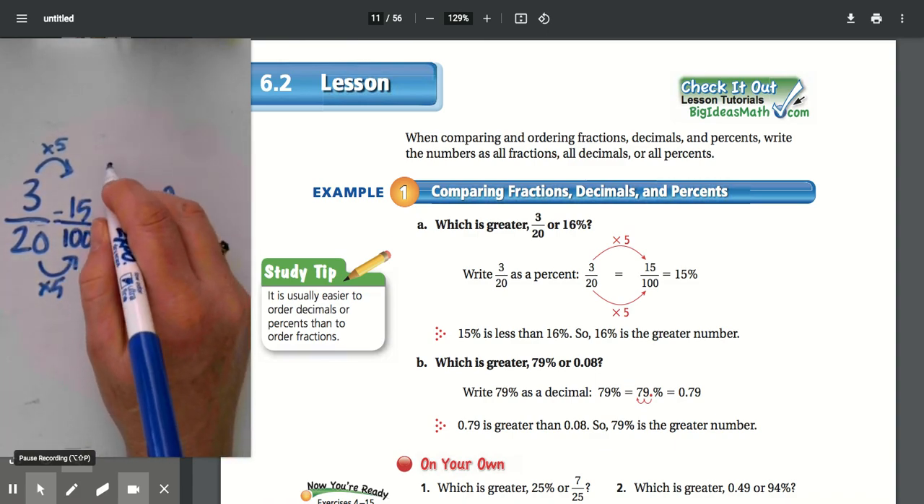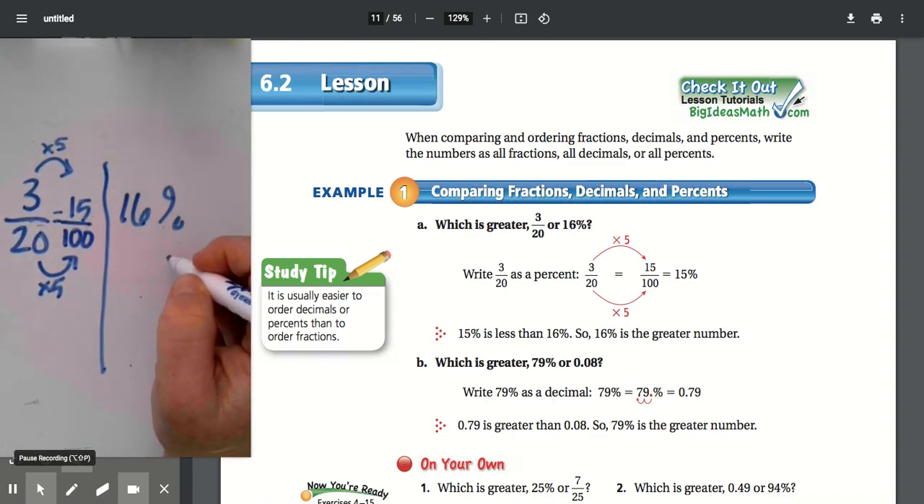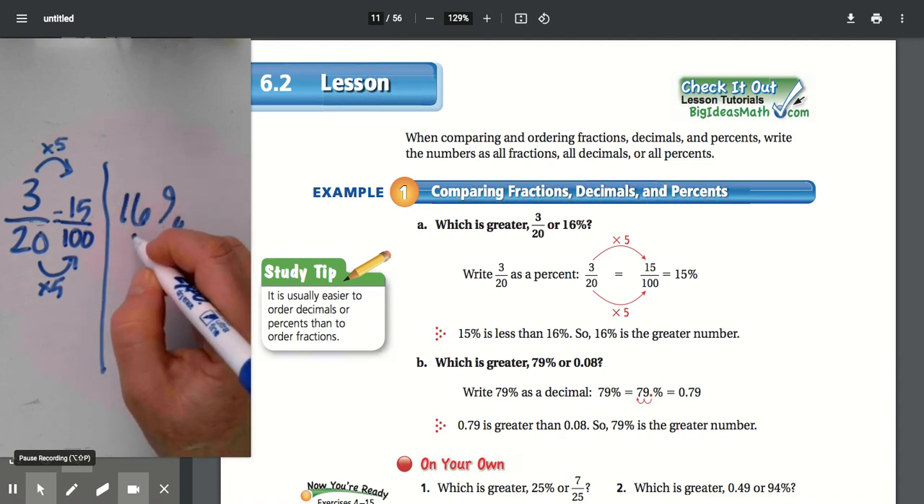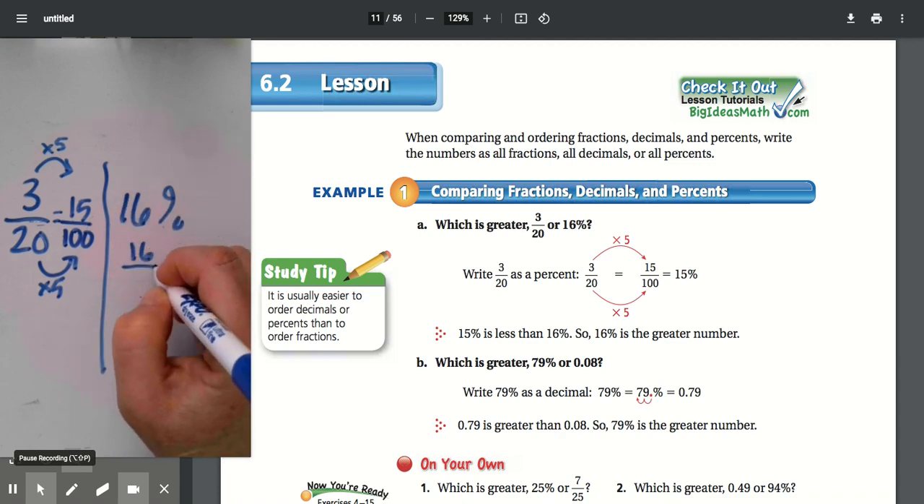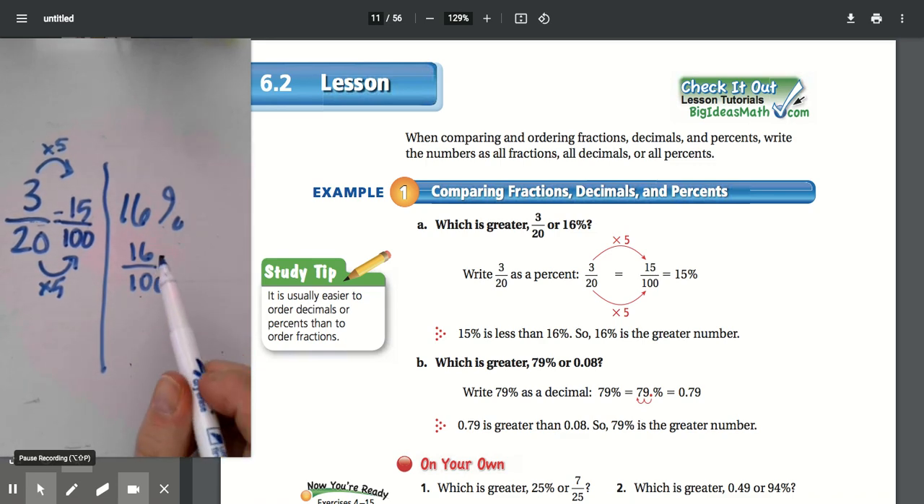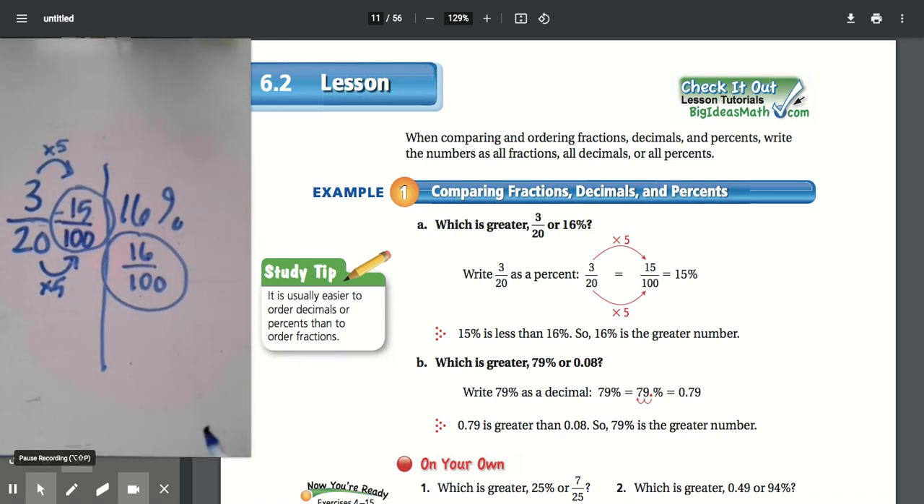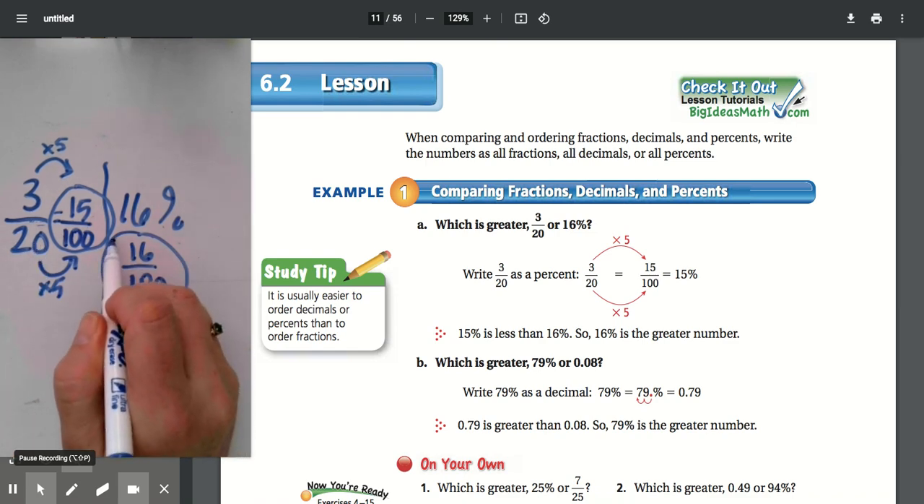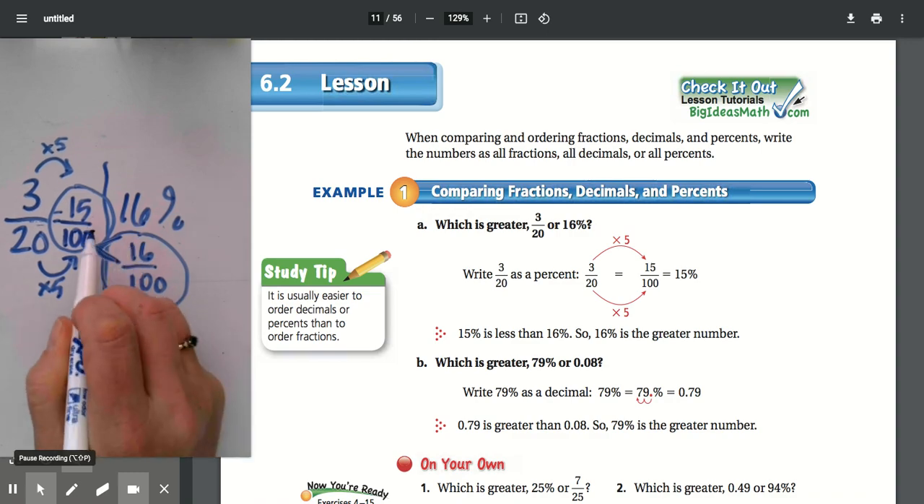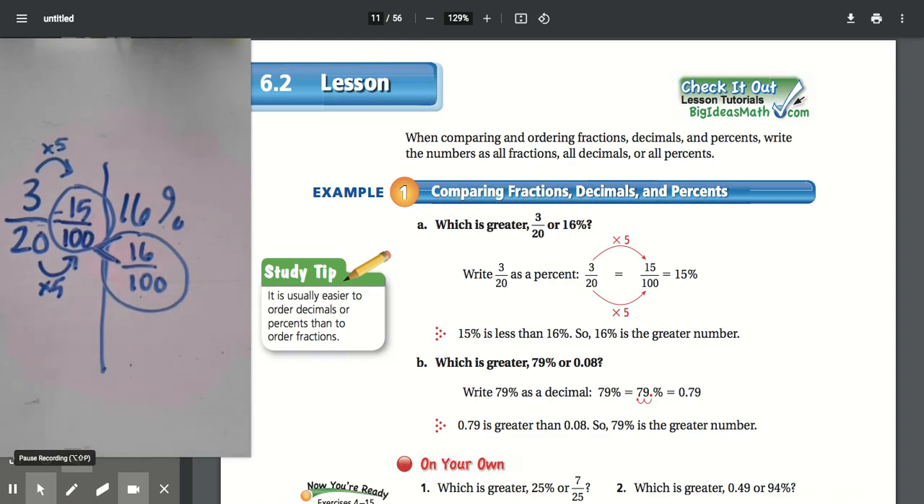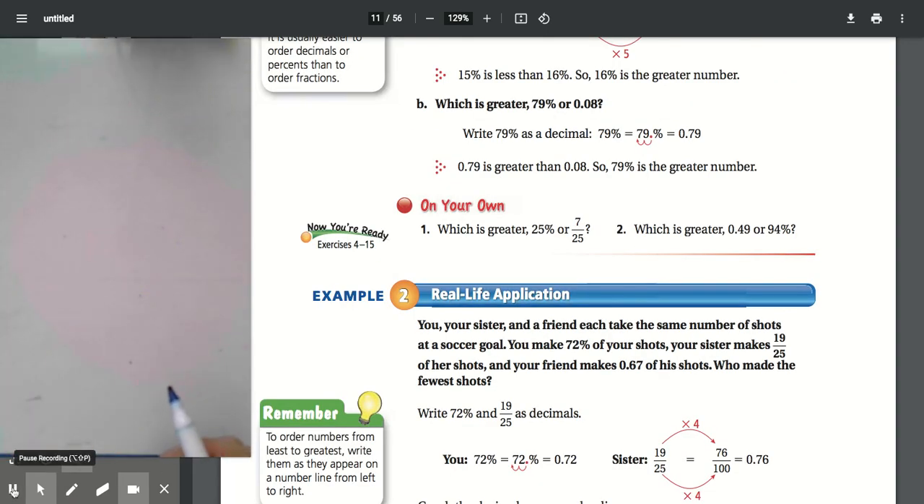And if we were to put this in a form, we know that 16% would be 16 over 100. So now we have these two in the same fraction form with the same denominator, and we can easily see that this is greater than this because 16 is greater than 15. So now we have part B.